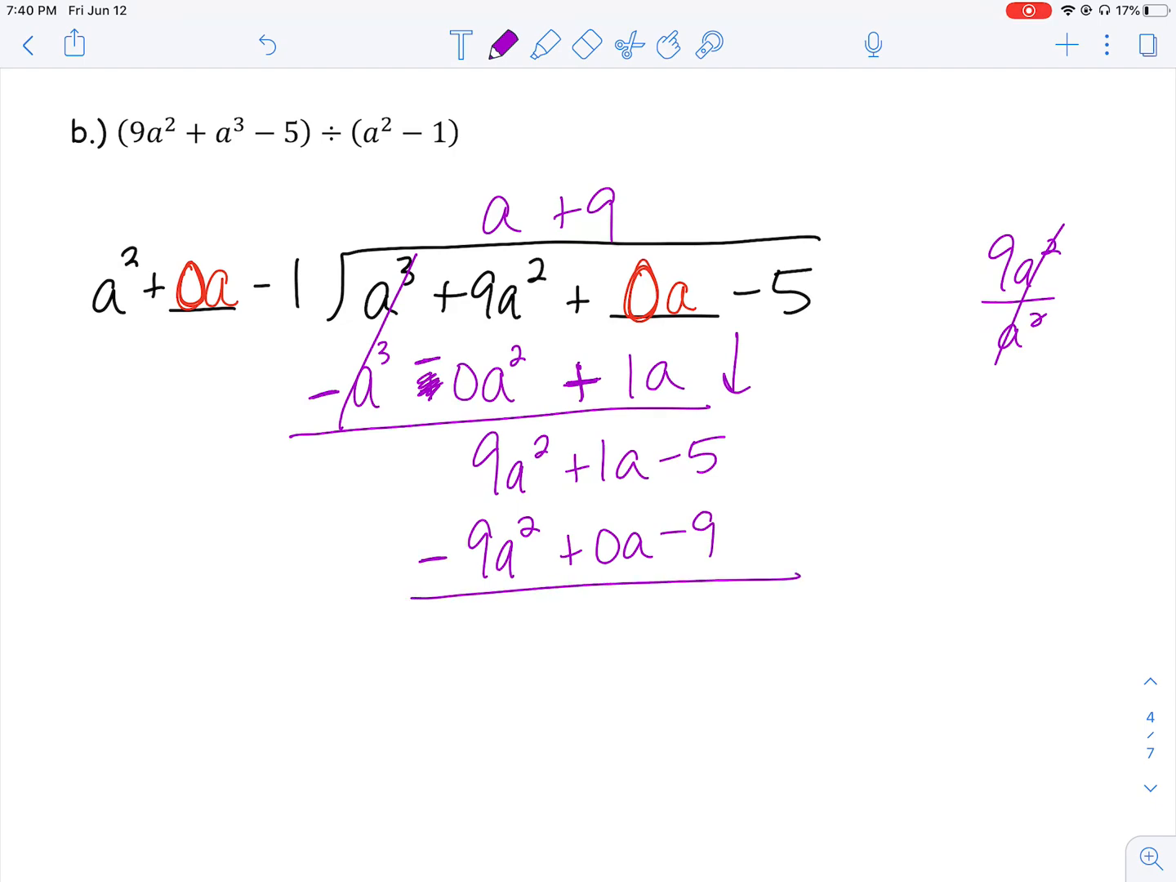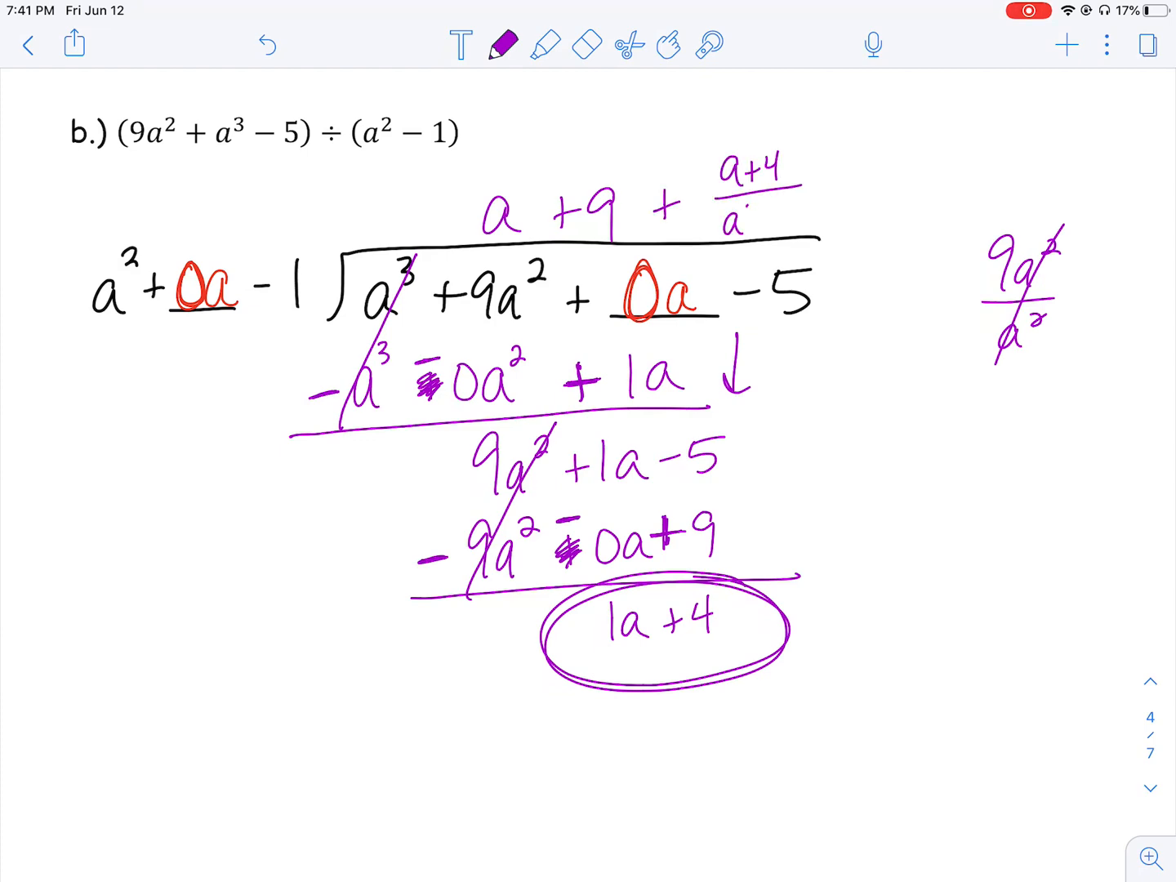Let's draw our line and subtract each term. My 9a squared minus 9a squared cancel. 1a minus 0a is just 1a. Negative 5 plus 9 is a positive 4. It looks like there's nothing to bring down. I'm done. Because I have extra, that means I have a remainder. I have a remainder of a plus 4 over my divisor, a squared minus 1. So this would be my final answer. I just have a little bit of a remainder there.